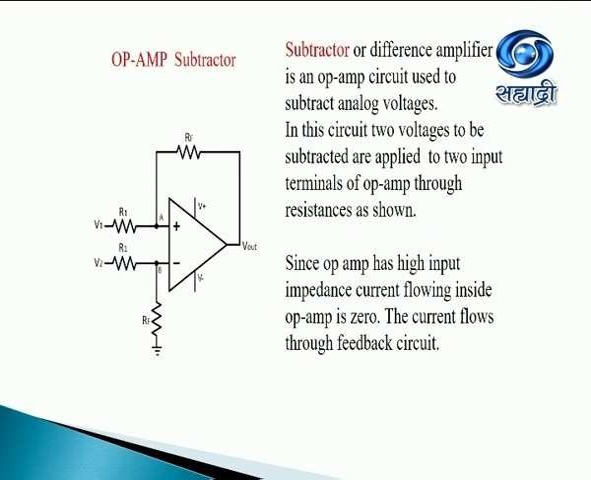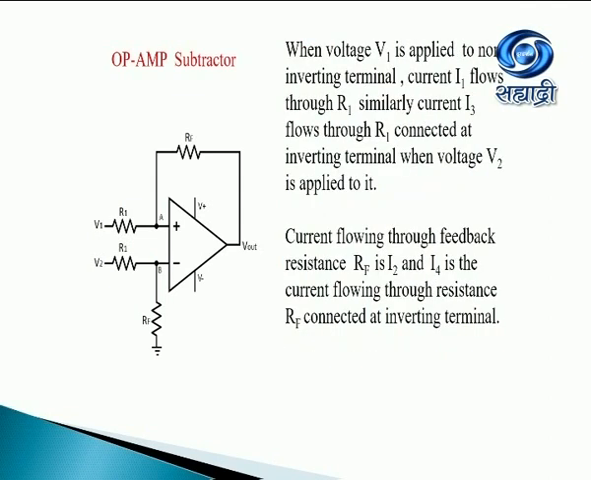Since the op-amp has high input impedance, the current flowing inside the op-amp is zero, and the current flows through the feedback circuit. When voltage V1 is applied to the non-inverting terminal, current I1 flows through R1. Similarly, current I3 flows through R1 at the inverting terminal when voltage V2 is applied to it. The current flowing through feedback resistance RF is I2, and I4 is the current flowing through resistance RF connected at the inverting terminal.